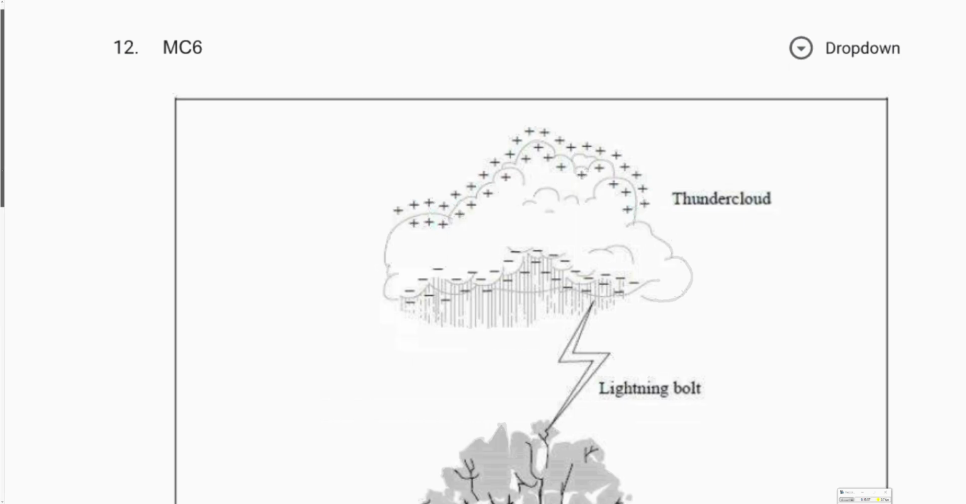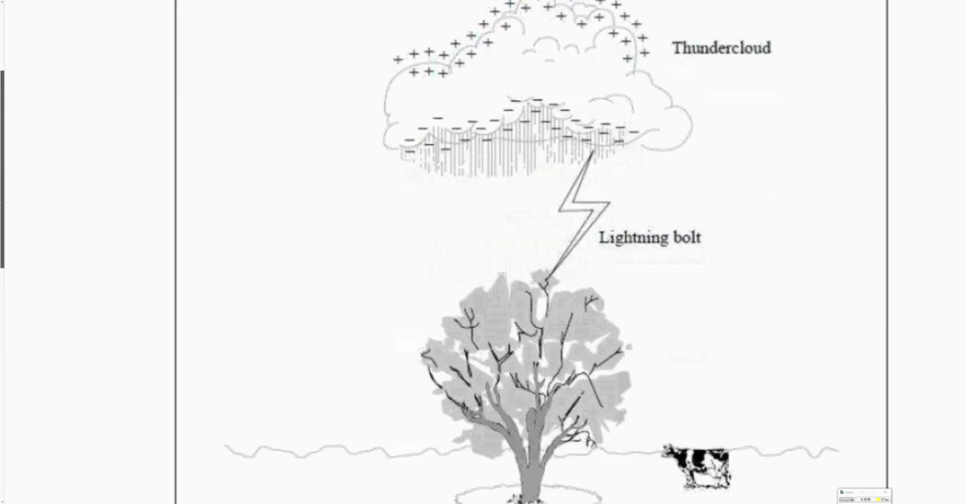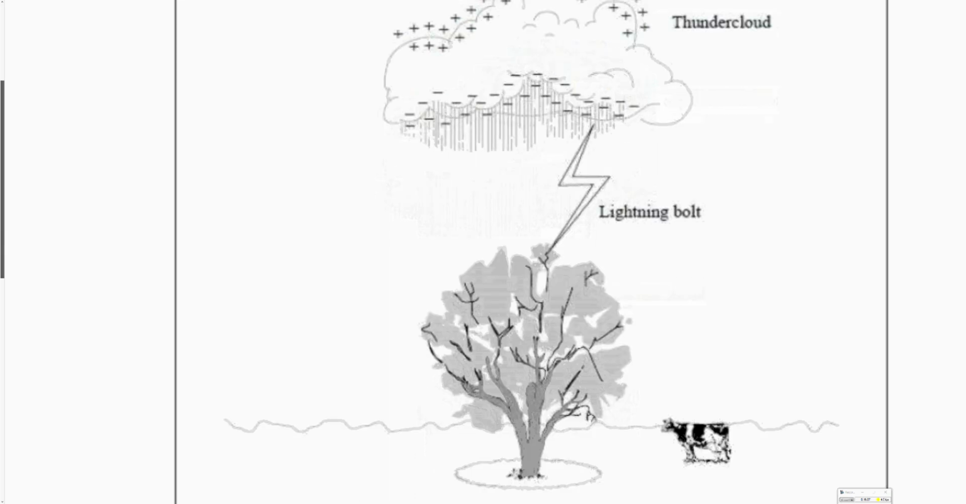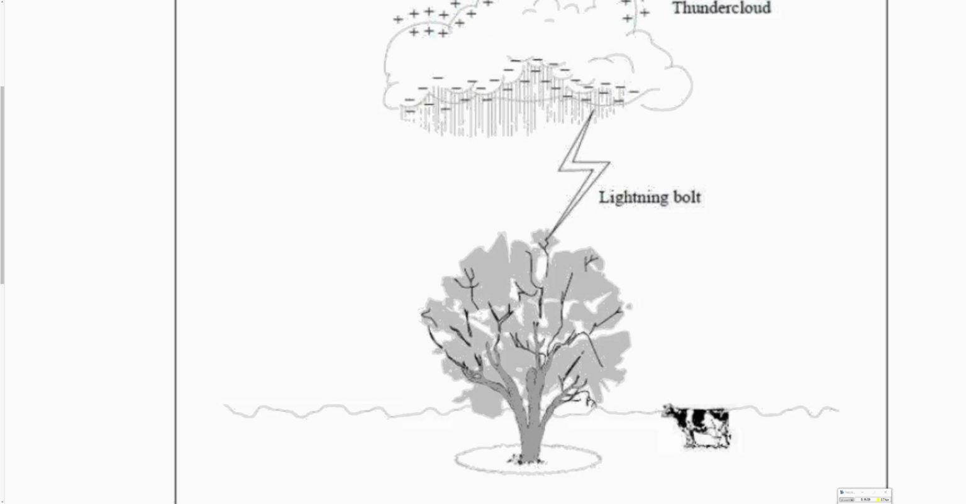Multiple choice number 6. So we got a thundercloud. You can see the thundercloud has a positive charge on the top, negative charge on the bottom, and then there's a tree there. Don't stand next to a tree in a lightning storm. Lightning likes to take the easiest path, and a tree is the tallest thing, so lightning will often strike trees before it strikes anything else. You're actually better off in the middle of a field than you are right beside a tree.